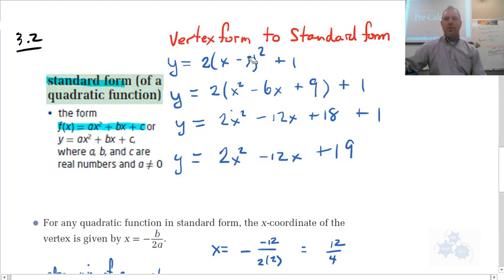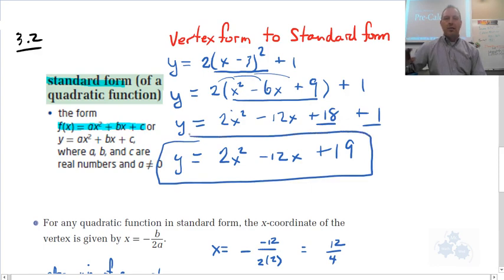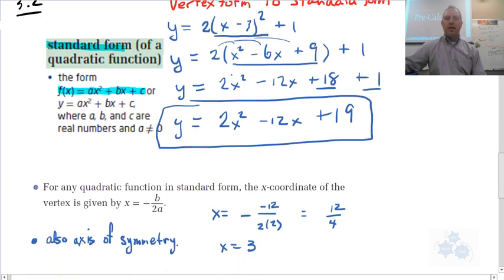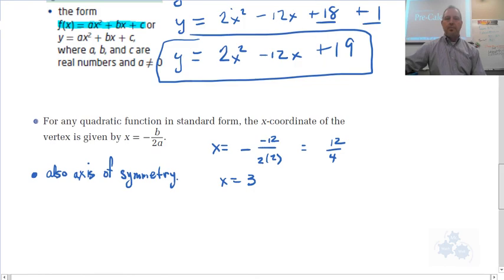Now, getting from vertex form to standard form is really easy. All you do is expand. Notice how here I just did FOIL, (x − 3) times (x − 3), to give me this. Expand that 2 into each term, then combine and gather like terms, and there you go. All you do is expand and gather like terms. That's how you move from vertex to standard form.